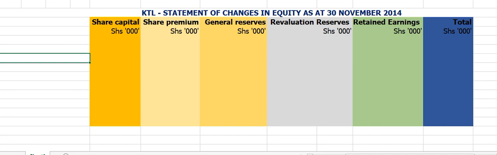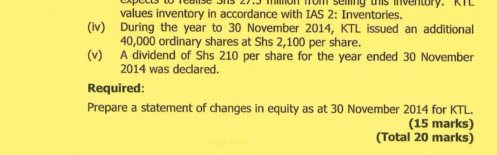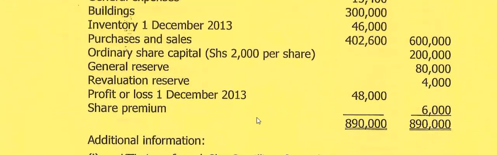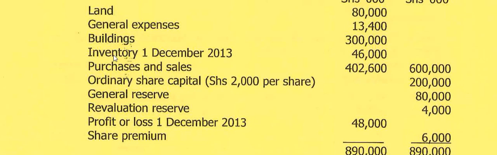So we need to look at the question and see, do we have opening balances as at the start for all these different items we have here in our statement of changes in equity? We have ordinary share capital. There is an opening balance of 200,000. General reserves we have, revaluation reserves we have.